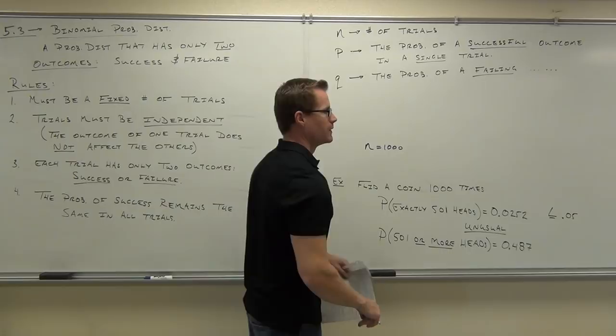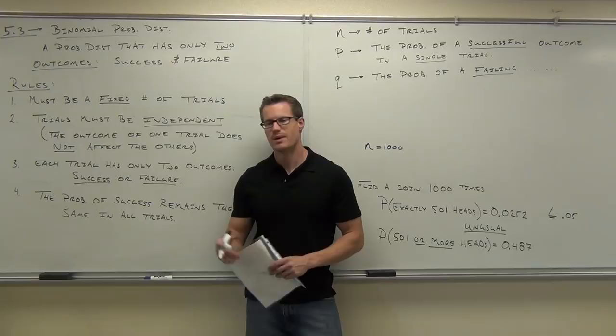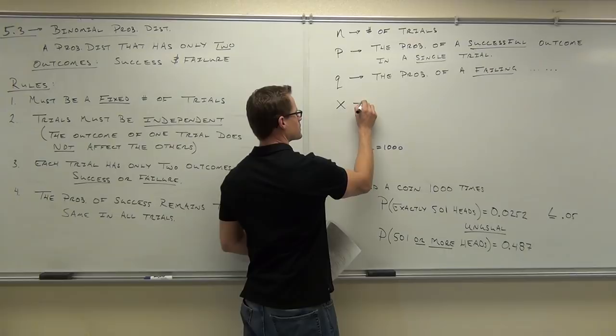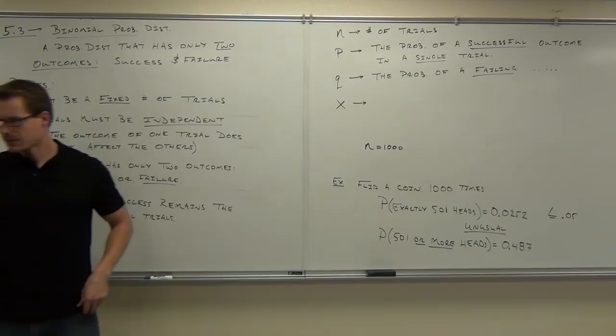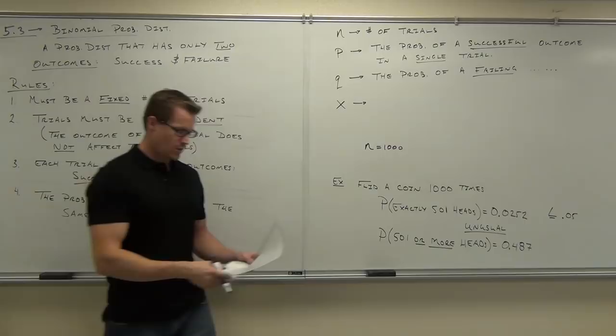Well, we haven't dealt with our variable yet. We have n. N is going to be given to you. It's the number of trials that you have. p, lowercase letter p, is the probability of a successful trial. You'll also be given that. Same with q. You have to be given those things. Also, what you're looking for is the x. In our case, the x is the number of successes that you're looking for, the number of successes that occur in the n trials.